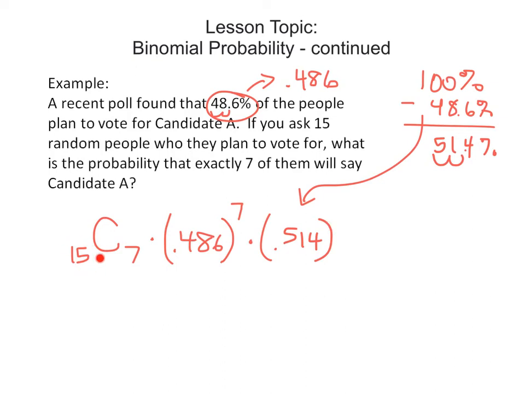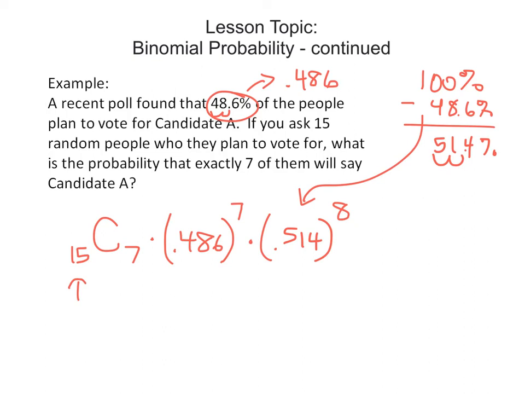Again, we're surveying 15 people. 7 of them we're wanting to find out if 7 of them vote for candidate A. So how many voted not for candidate A but for somebody else? And that would be 8. Because there are 8 people remaining of this 15 that voted for somebody other than candidate A.